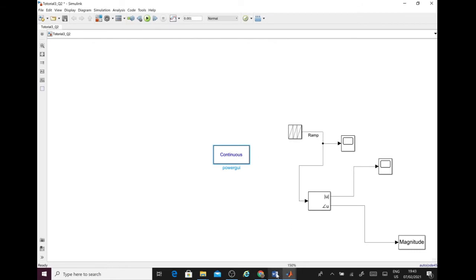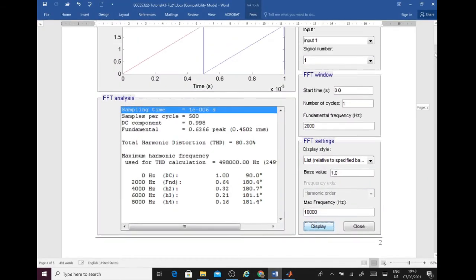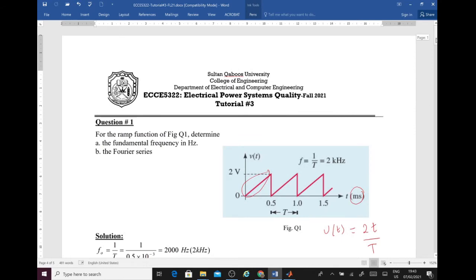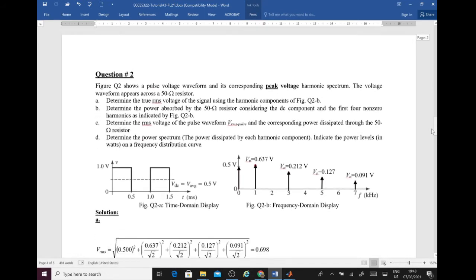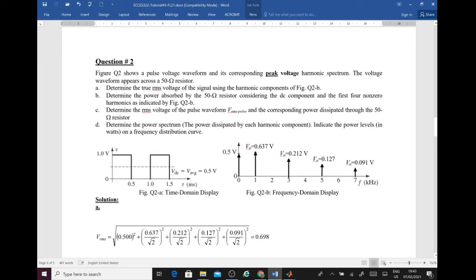Now let us go to the second problem in the tutorial. Okay, so the second problem says that a pulse waveform is shown over here, and the peak value harmonic spectrum is shown over there, and this voltage will be applied across the 50 ohm. For part A, determine the root mean square voltage of the signal using the harmonic components shown over here.